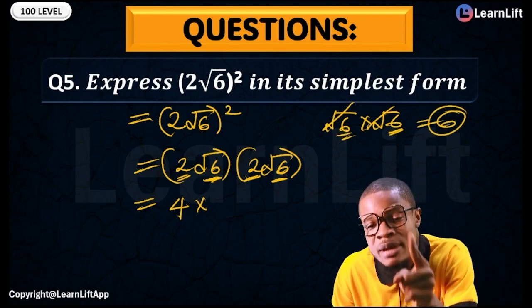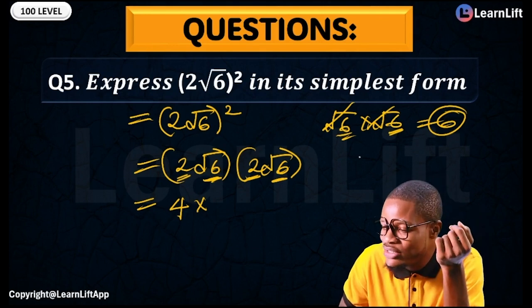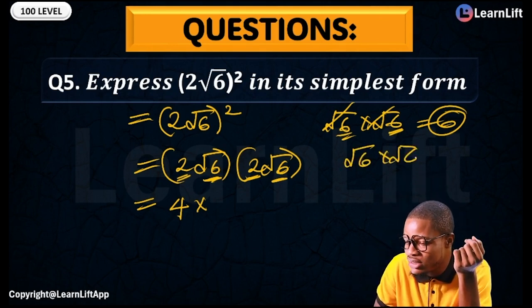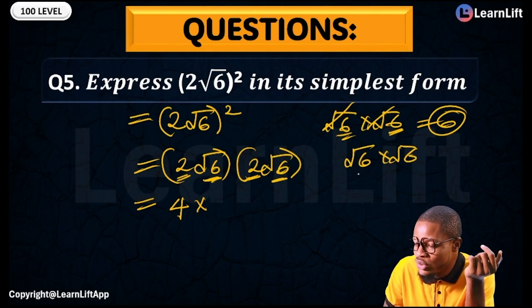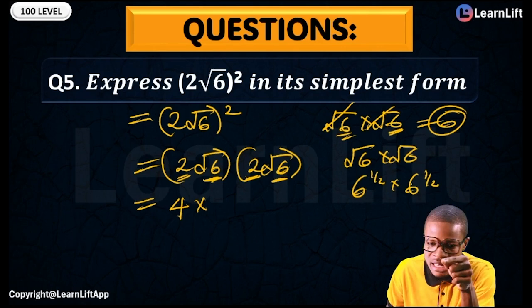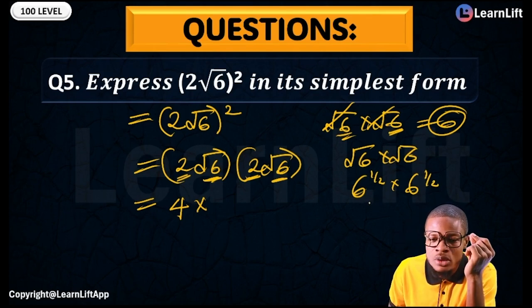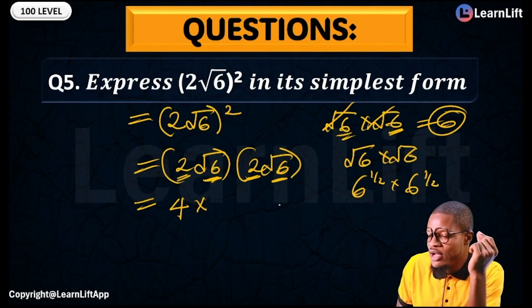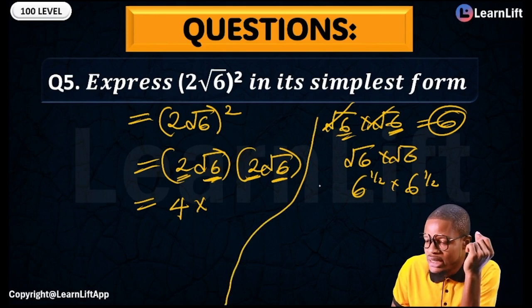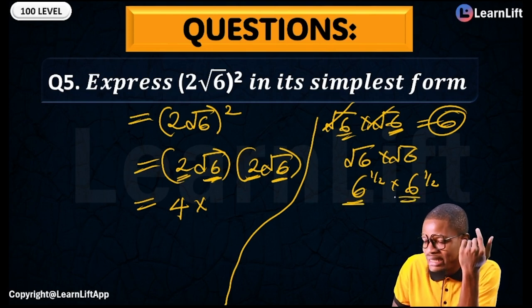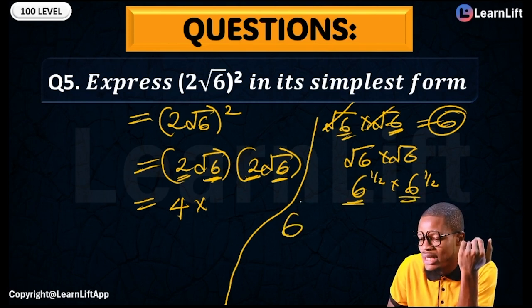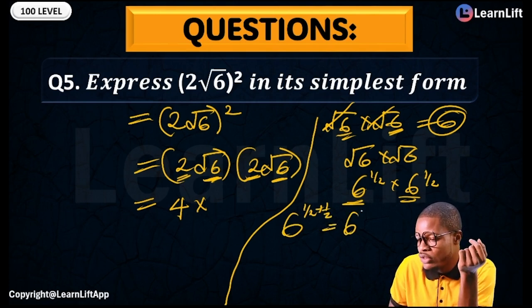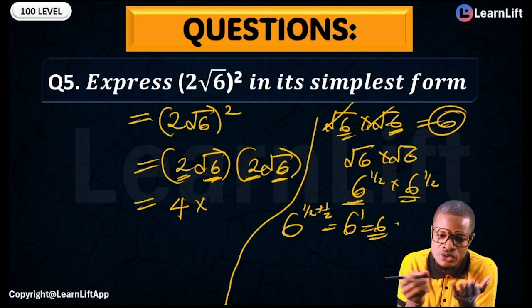But sir, how did we get there? Let me prove it for you so that you don't just assume. This is root 6 times root 6. Root 6 is 6 raised to the power of half, times another 6 raised to the power of half. This is indices: if the bases are the same, pick one of the bases and add the powers. Half plus half is 1. That's 6 raised to the power of 1, and that's 6 as the answer. So you just pick 6 here.